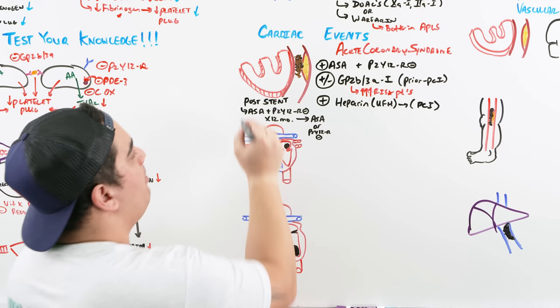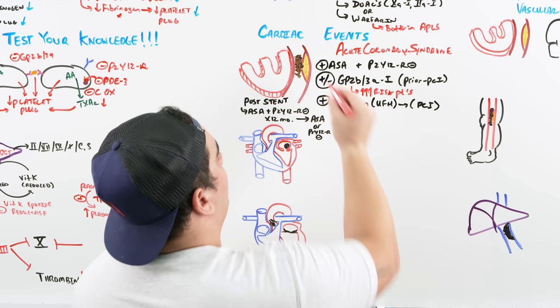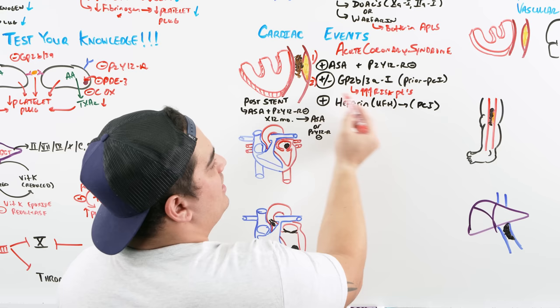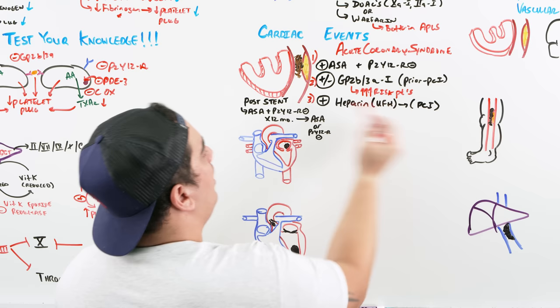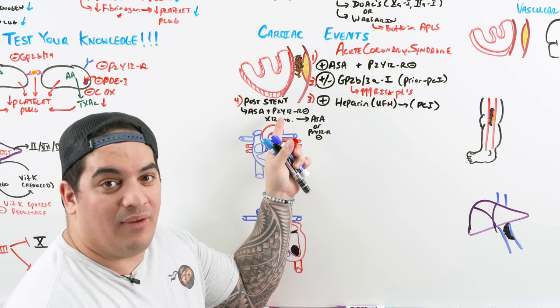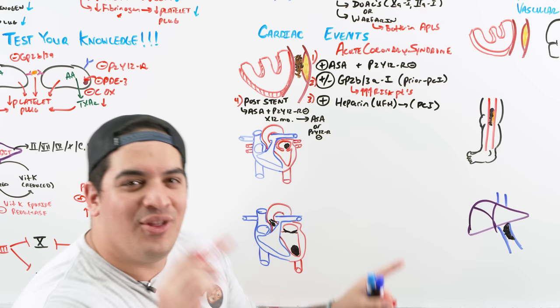So again, when we're talking about acute coronary syndromes, the first thing that we're going to do is give them aspirin and a P2Y12 receptor inhibitor load. Second thing that you can consider, plus or minus if they're high risk, is GP2B3A inhibitors. Third is anticoagulate them with heparin if they're going to go to the cath lab. The fourth thing is, if they come out of the cath lab, you want to continue to prevent stent thrombosis. So you continue aspirin and P2Y12 receptor blockers for at least 12 months, and then you downgrade to just one of them lifelong.